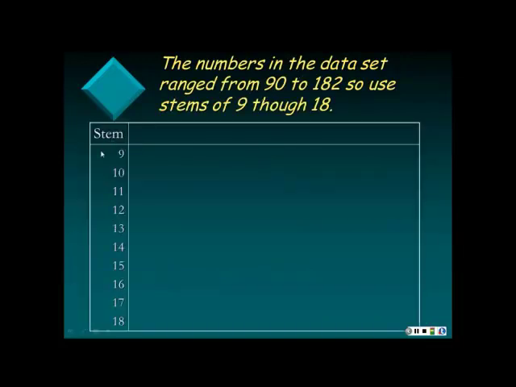So I start with a stem here. The numbers in the data set range from 90 to 182, so I'm using stems of 9 to 18. That is whatever is in the tens place, so 90 would be 9, and then the 18 goes with 180.